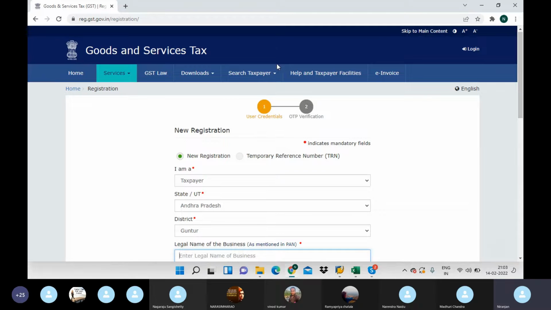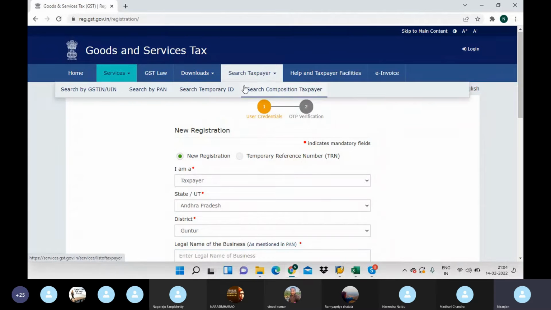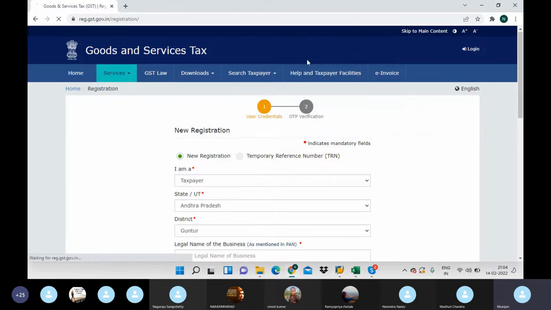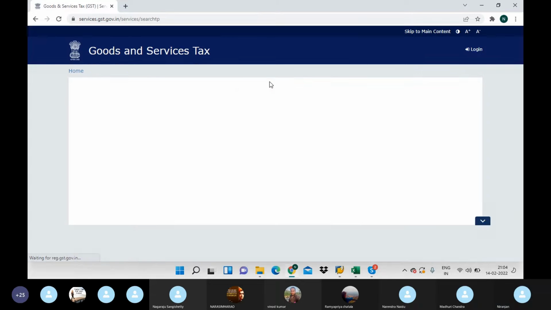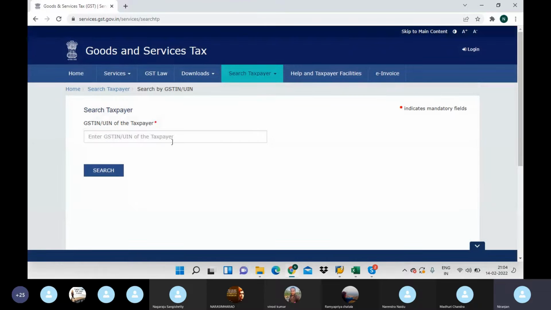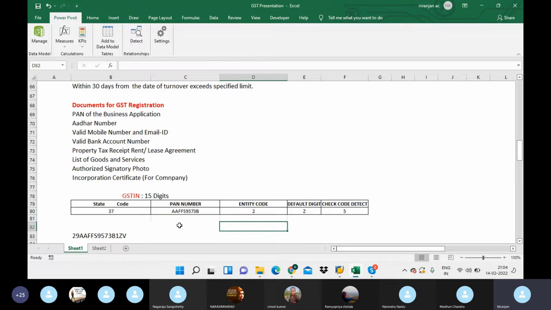And coming to how to check whether a GST number is active or inactive. When a particular person provides a GST number, how can we search whether it is active or inactive? Let's see how to search that GST number. Here go to Search Taxpayer, Search by GSTIN number. Here we can enter the GST number. Just for example, I give one GST number here.